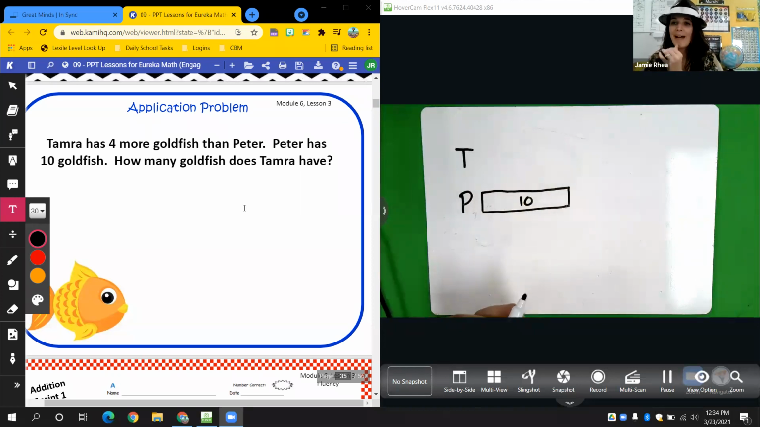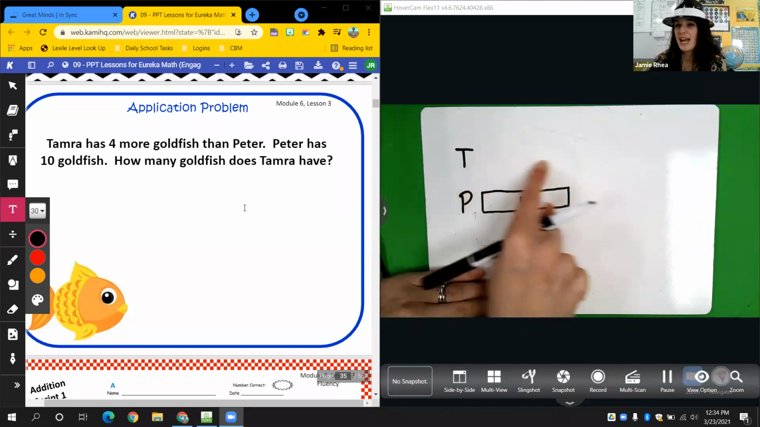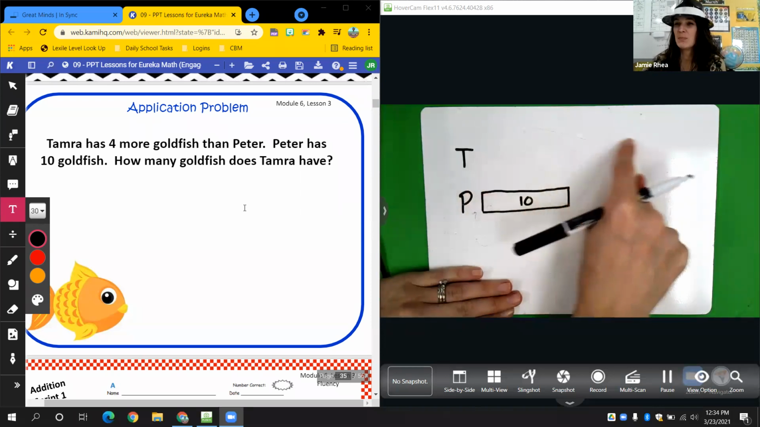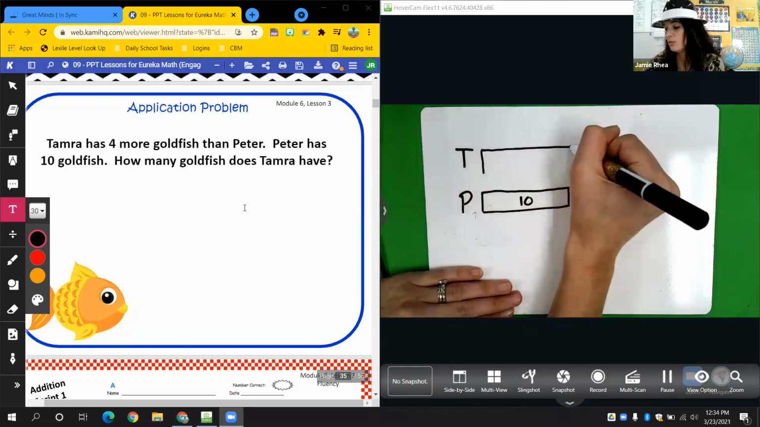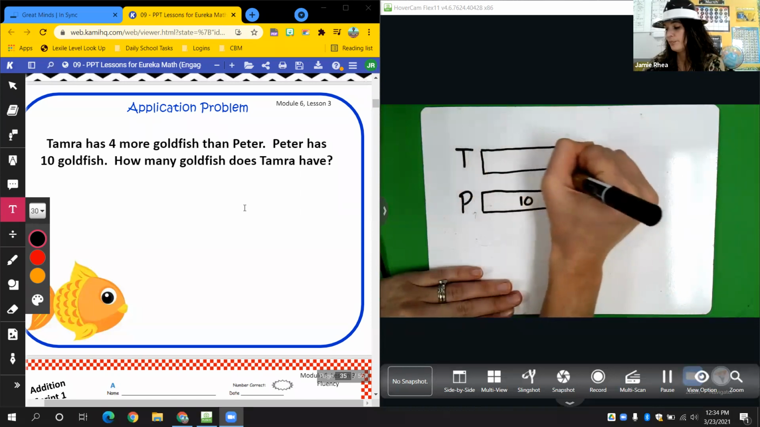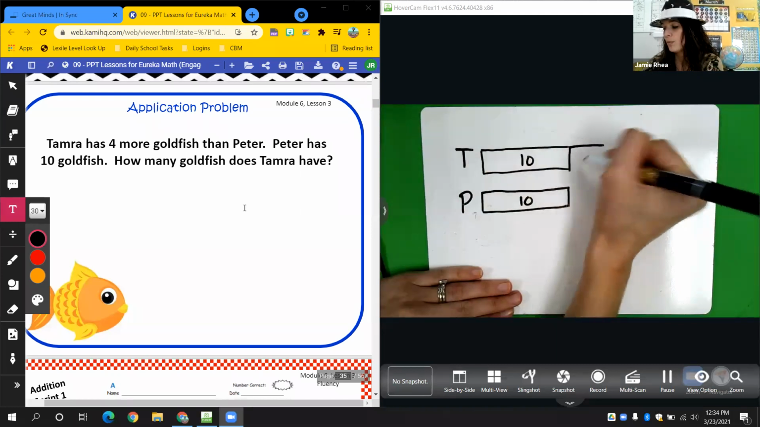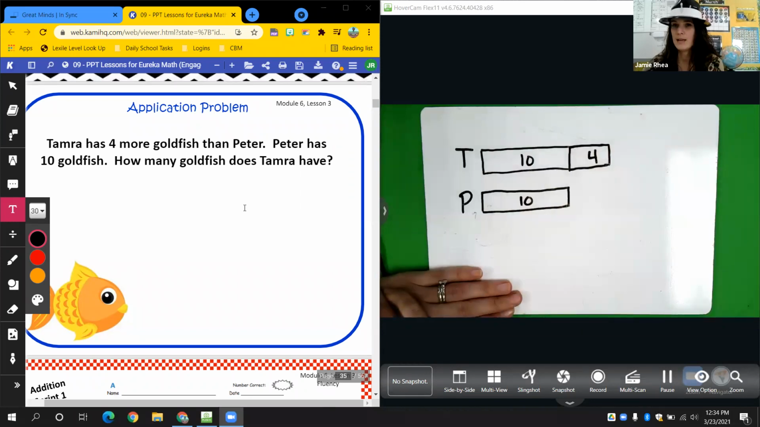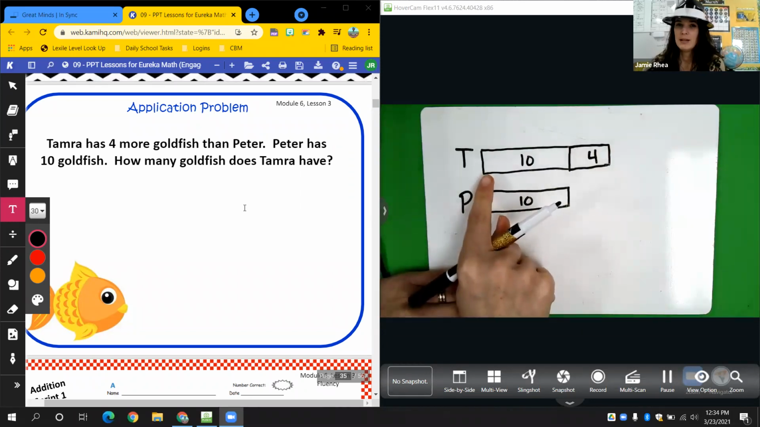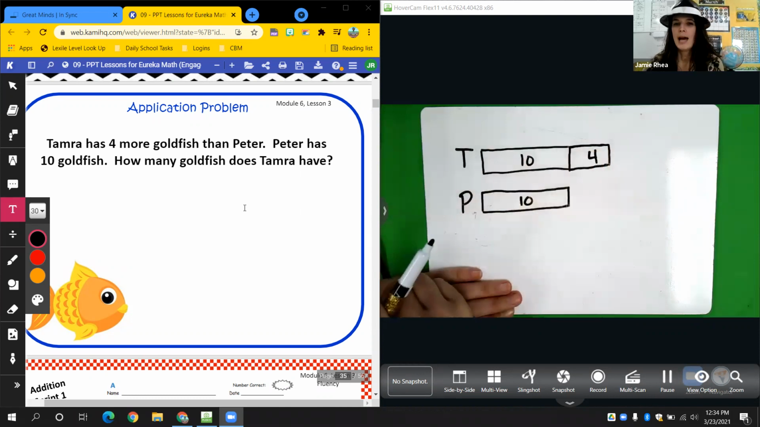Now, let's go back where it says Tamara had 4 more goldfish than Peter. So she has the same amount, but then she has more than Peter. So let's draw one to show the same amount as Peter. So we're going to put 10 here, but then she had how many more? 4 more. So let's draw out a tape diagram to show 4 more. Okay, so now I'm showing that Tamara and Peter had the same amount, but then Tamara had more than Peter. She had 4 more.